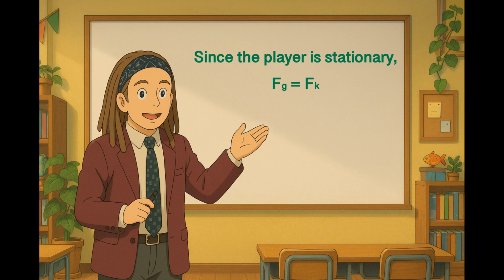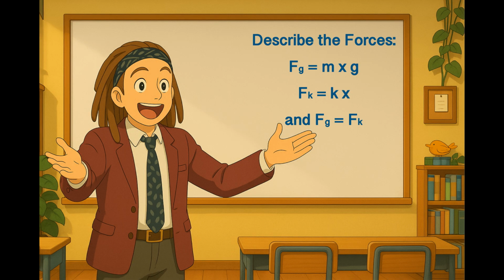According to Newton's first law, if an object is not accelerating, the net force acting on it is zero. In our case, the upward force exerted by the rim must exactly balance the downward force of the player's weight. The relevant equations are: 1. The force due to the player's weight, F equals mg. This tells us the total downward force. 2. Hooke's law, F equals kx. This describes the restorative force of a spring, which is proportional to its deflection.